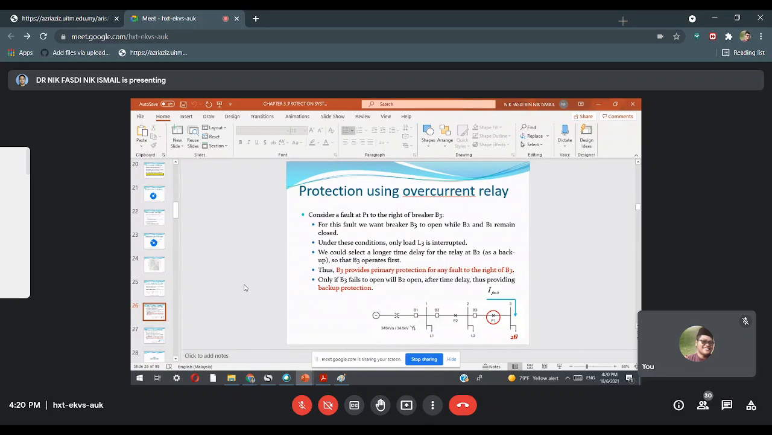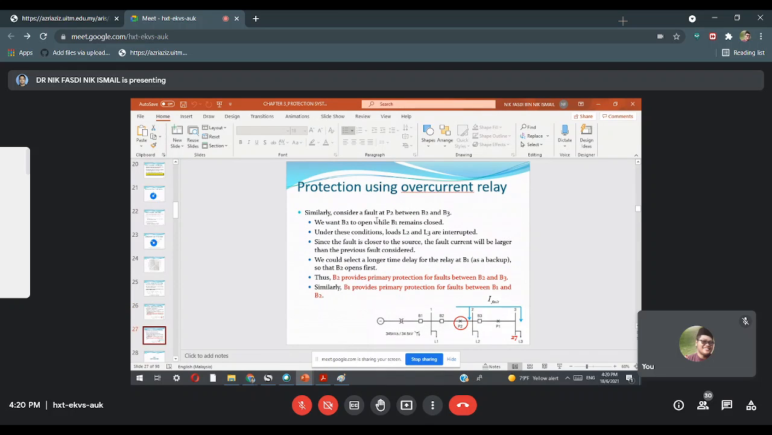Okay, understood? Okay, what happened to P2? P2 is the same; we want B2 to open while B1 remains closed. So when the fault is here, we want this to open, but L2 will be affected. How about L3? Is it affected or not?